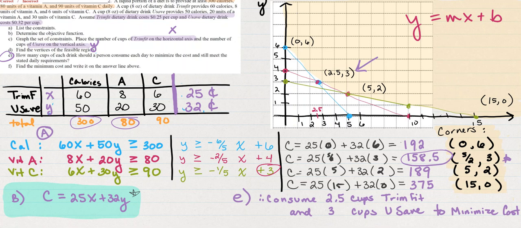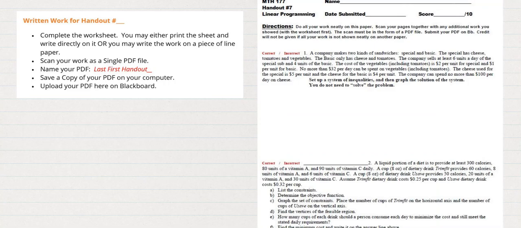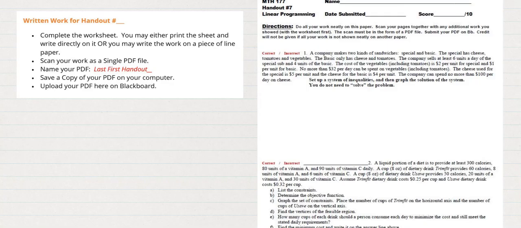And what is the minimum cost? So part F, we'll write it on that line on your worksheet. The minimum cost of 2.5 cups of Trim Fit and 3 cups of You Save is $158.50. Wow, that was quite a problem. These are not quick, easy examples, but they're so doable. You can do this. I know it might be new to you, but work through the examples and do each one carefully.